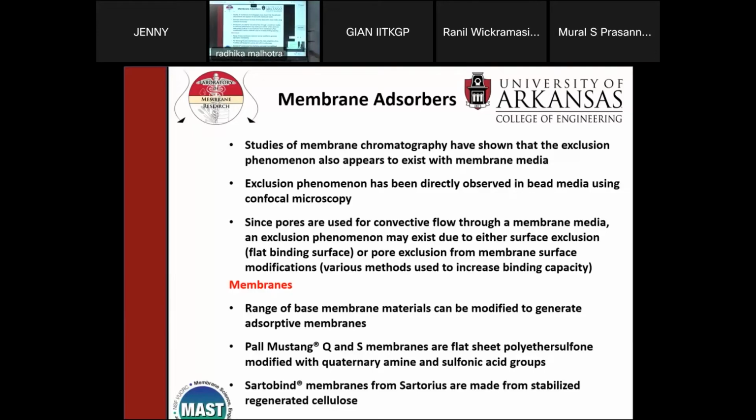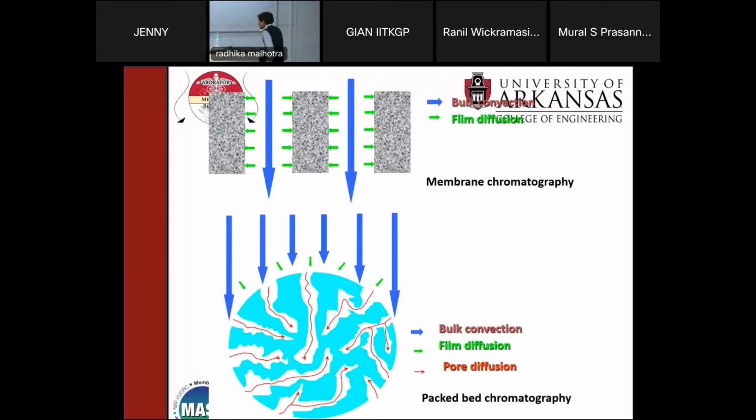And they use flat sheet polyether sulfone modified with quaternary amine and sulfonic groups. Sartobind Q, this is Sartorius, has a whole range of membranes. Sartobind Q membranes of Sartorius are made from stabilized regenerated cellulose.